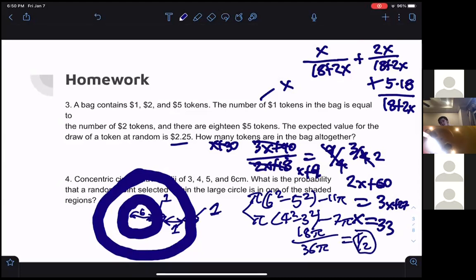This is kind of a probability problem, not quite sure why it was thrown in this section, but yeah, it's not too difficult.